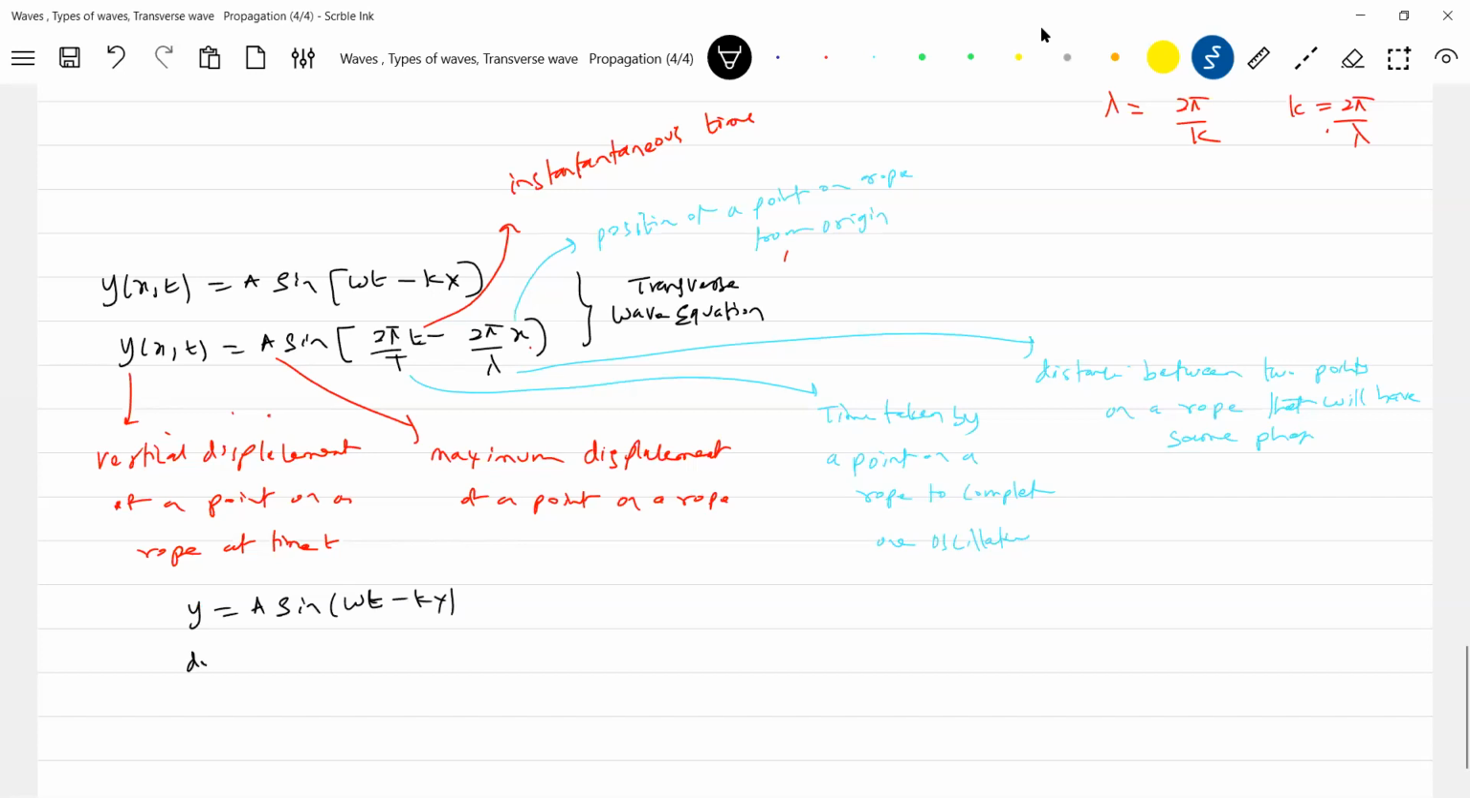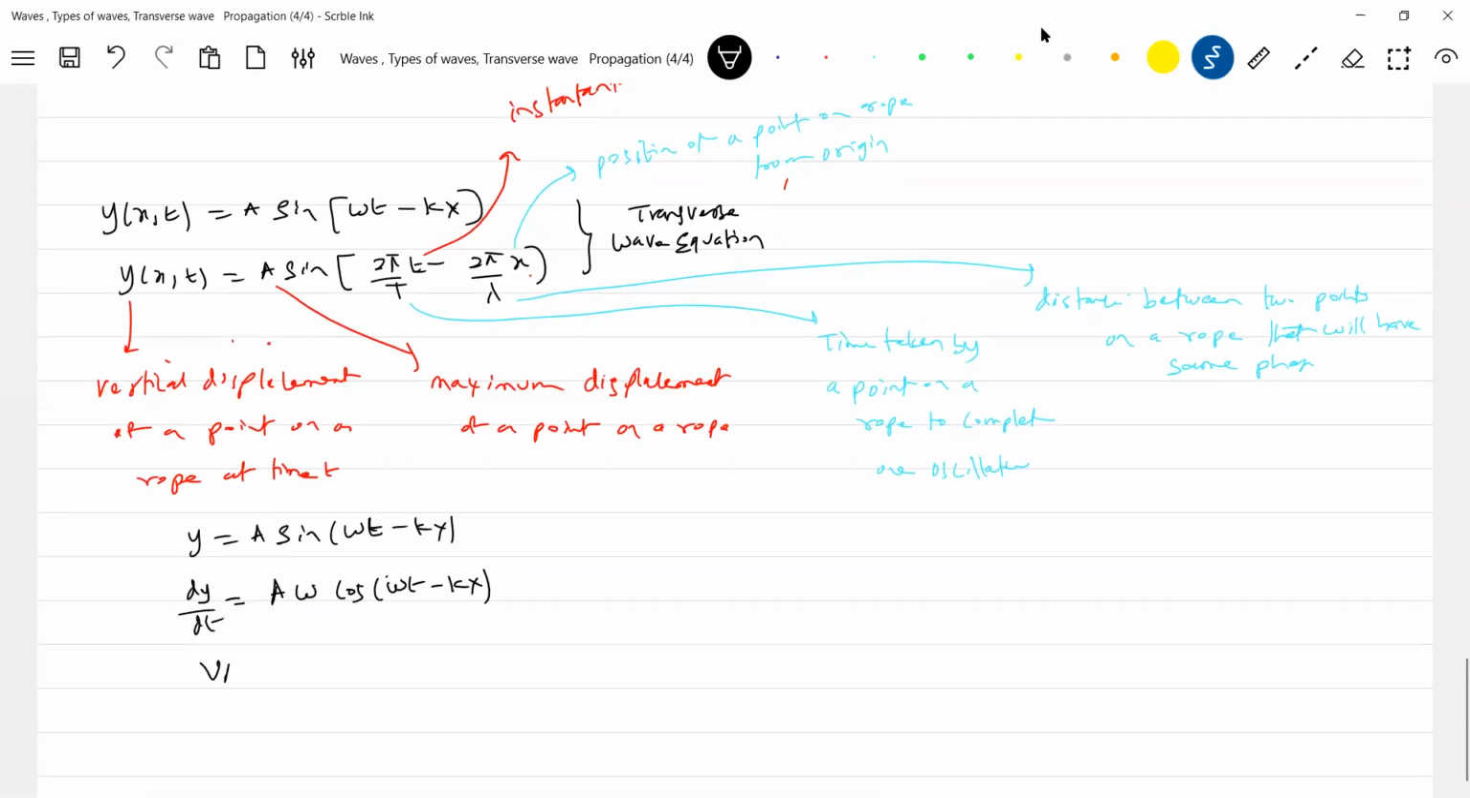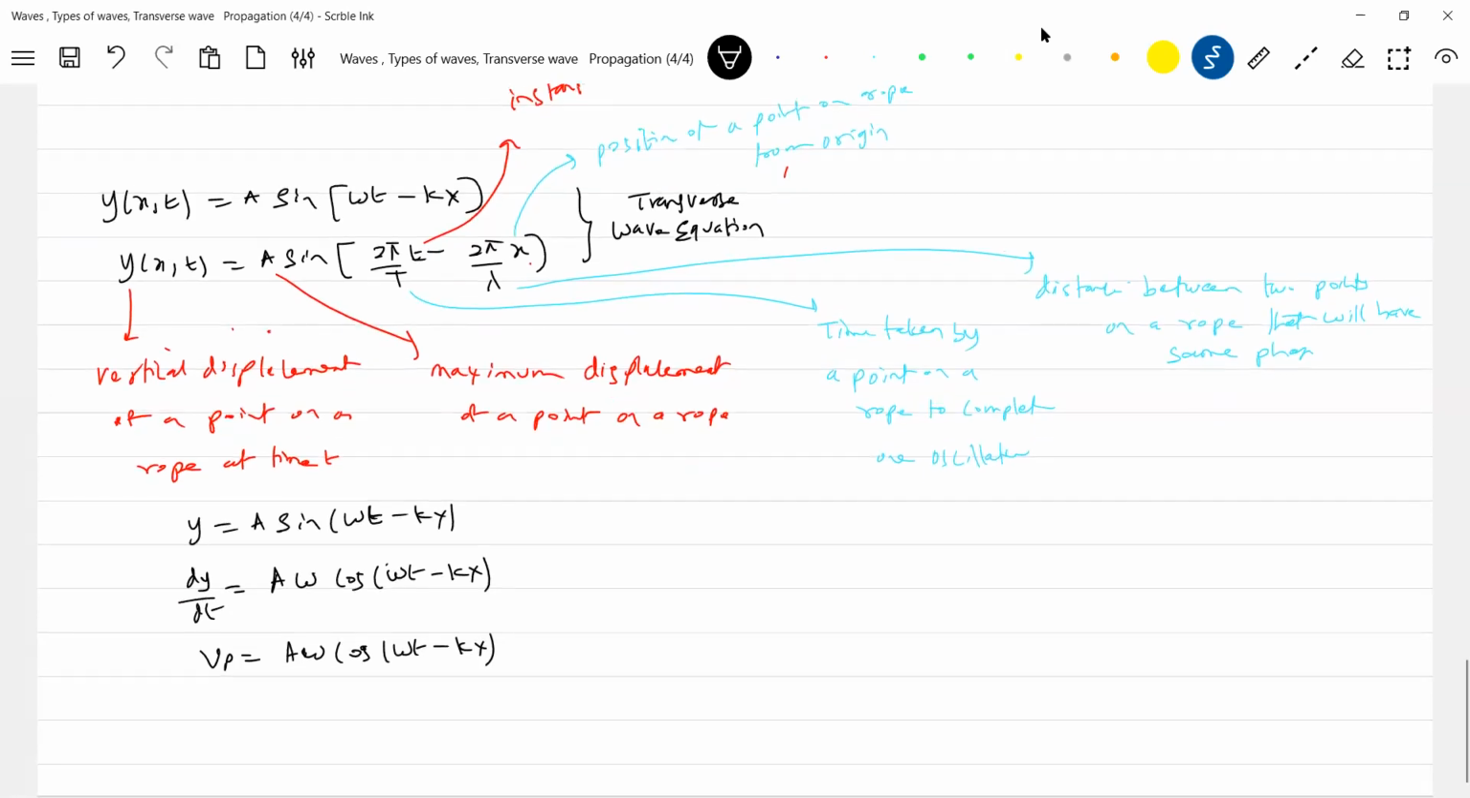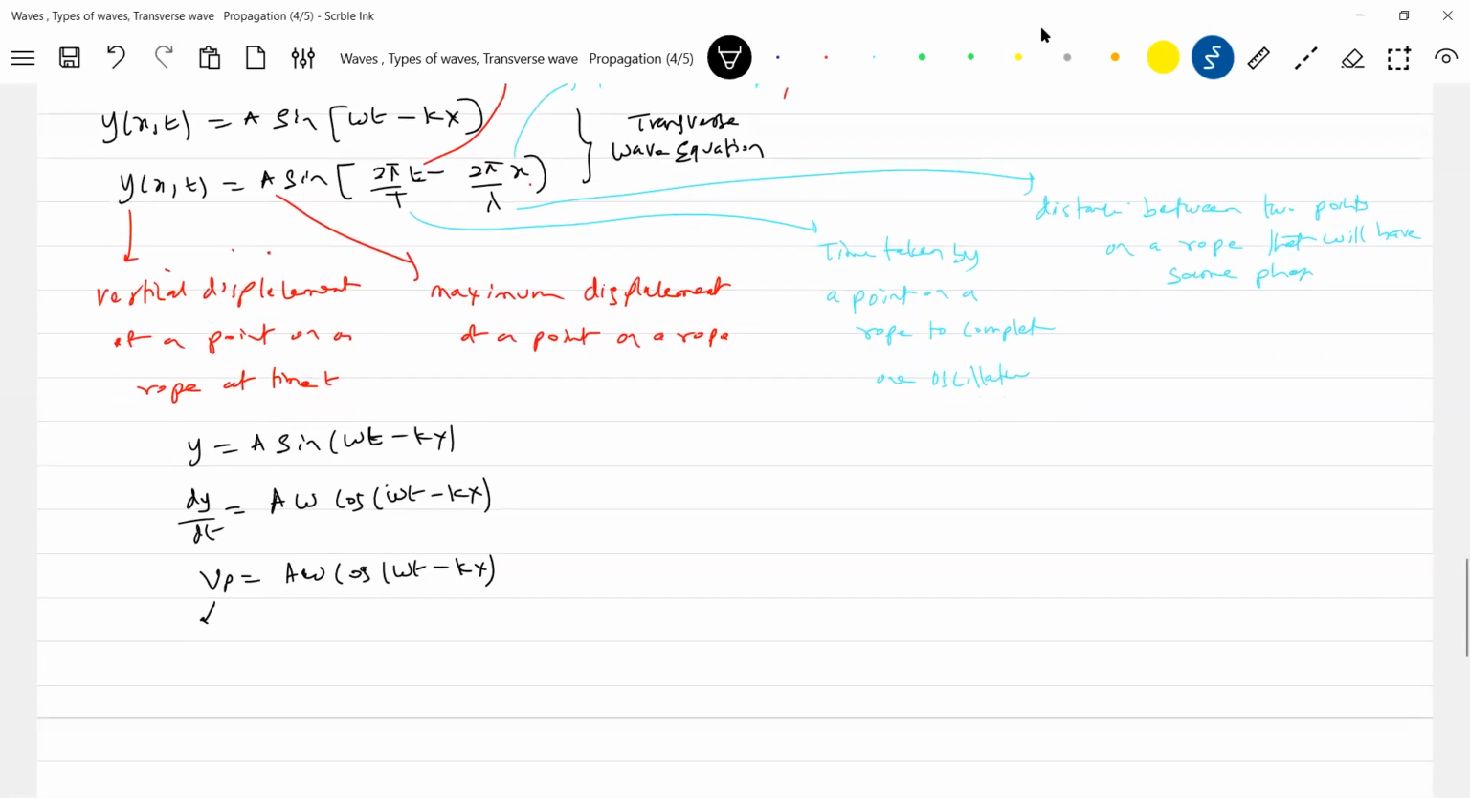Let me differentiate dy by dt. So A omega cos(omega t minus k x). What is dy by dt? I'll call it Vp. So what is this? The speed of a point on a rope.